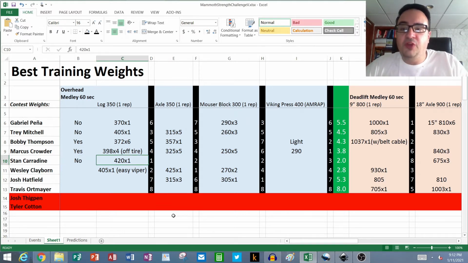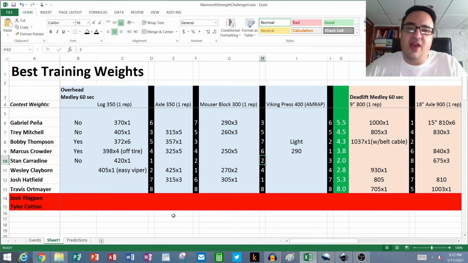He did do that 420-pound log for a single, and I think that actually makes him the best log presser of the group, of anybody I've seen. So then Axel, I made him second. Mauser Block, I made him second. In Viking Press, I made him third.